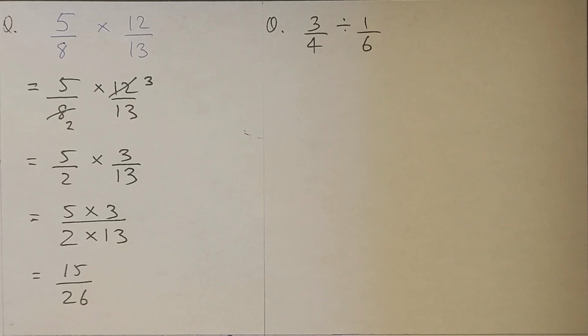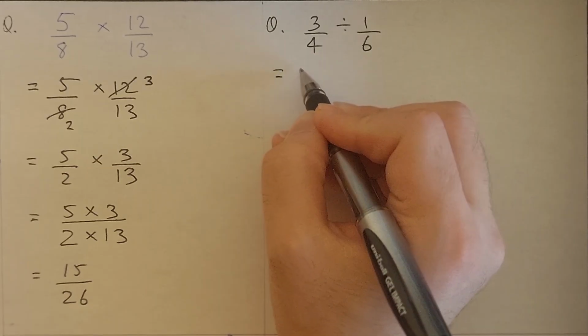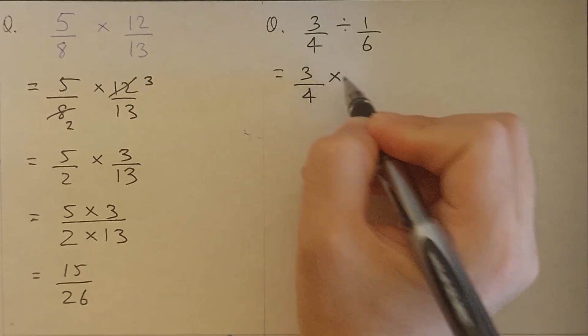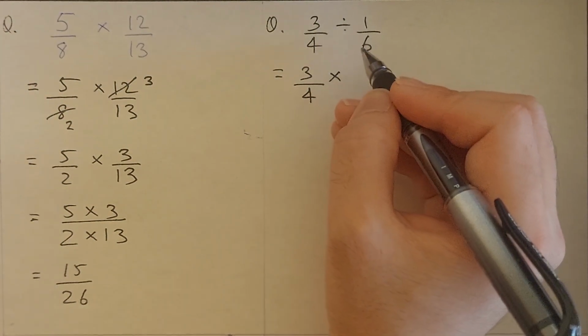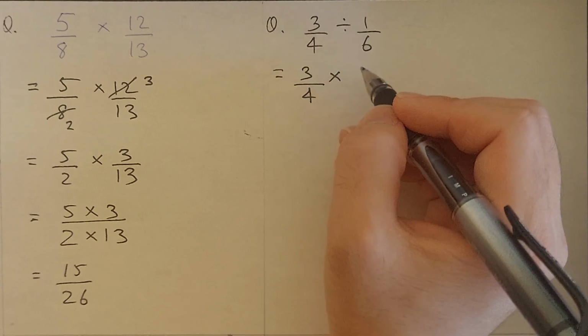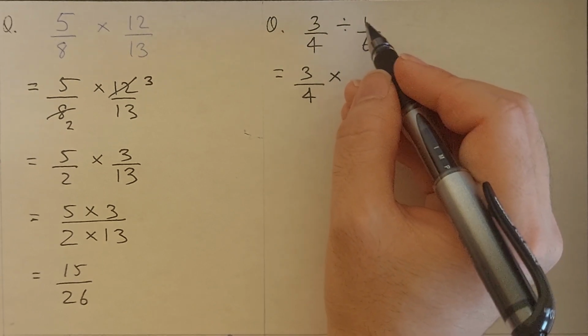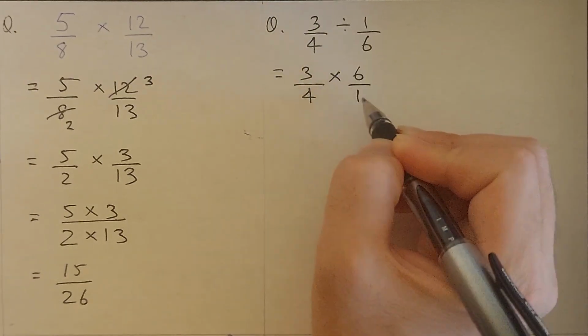Now, when you have two fractions that have a division symbol in between, you have to convert it into multiplication. And the way we do that is we write the division symbol as a multiplication symbol, and the fraction that is after the division symbol gets flipped. Its denominator becomes its numerator, and its numerator becomes its denominator. So 1 by 6 will flip to become 6 by 1.